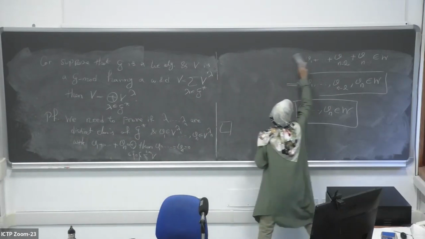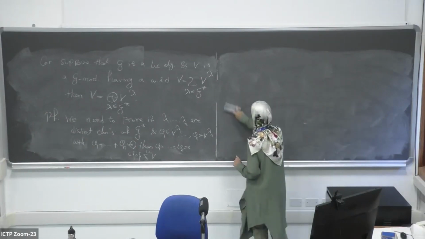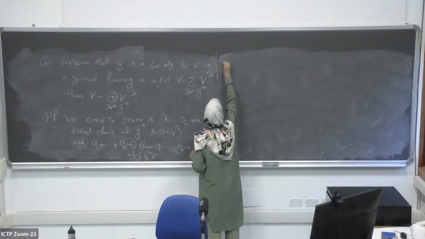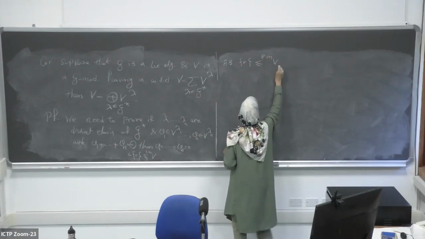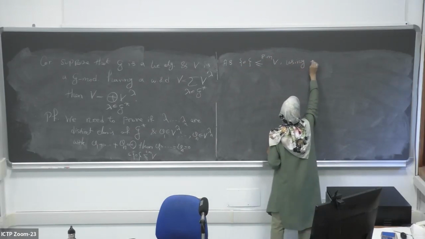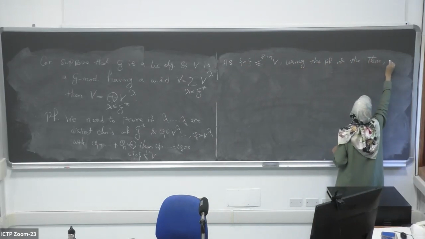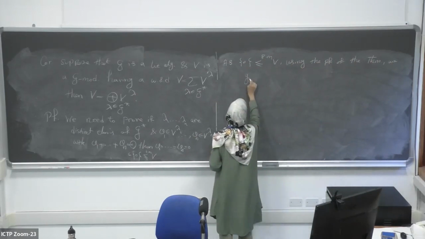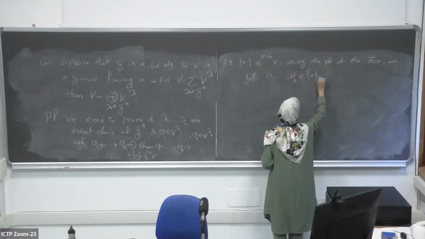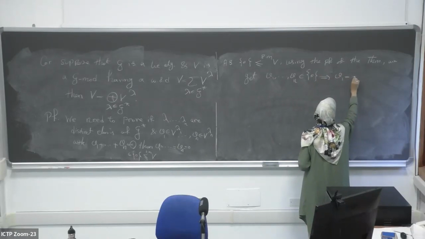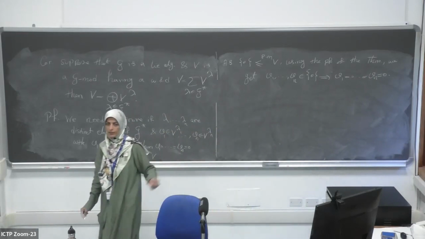So we get that 0 is a submodule of V. Using the proof of the theorem, we get V1 up to Vn are elements of 0, that is V1 equals up to Vn equals 0. Right? So we have a direct sum.